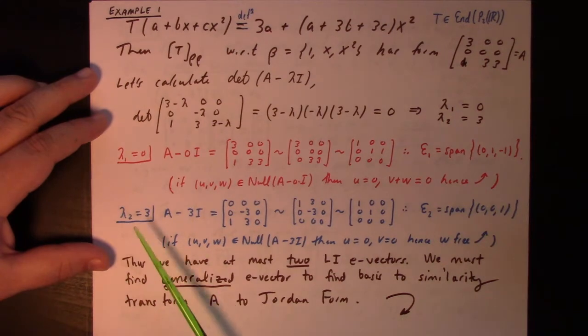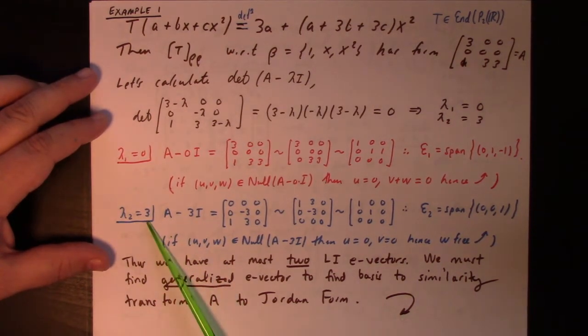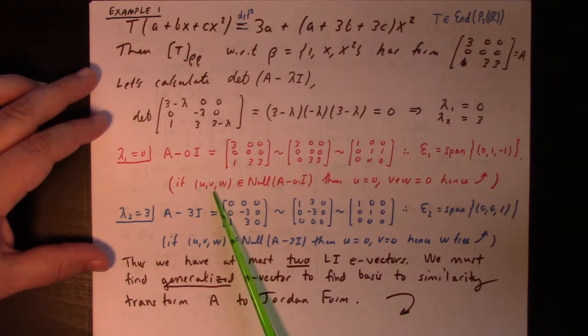Okay, moving on. Lambda equal to 3. Well, then I calculate the null space of A minus 3I to find eigenvectors with eigenvalue 3. And so that is that, which is row equivalent to this. And so if I have u, v, w in the null space of that, so by the way, guys, I use u, v, w as my throwaway description of the eigenvector I'm trying to calculate. So this u, v, w and that u, v, w are in no way related, okay? It's like a disposable notation I use.